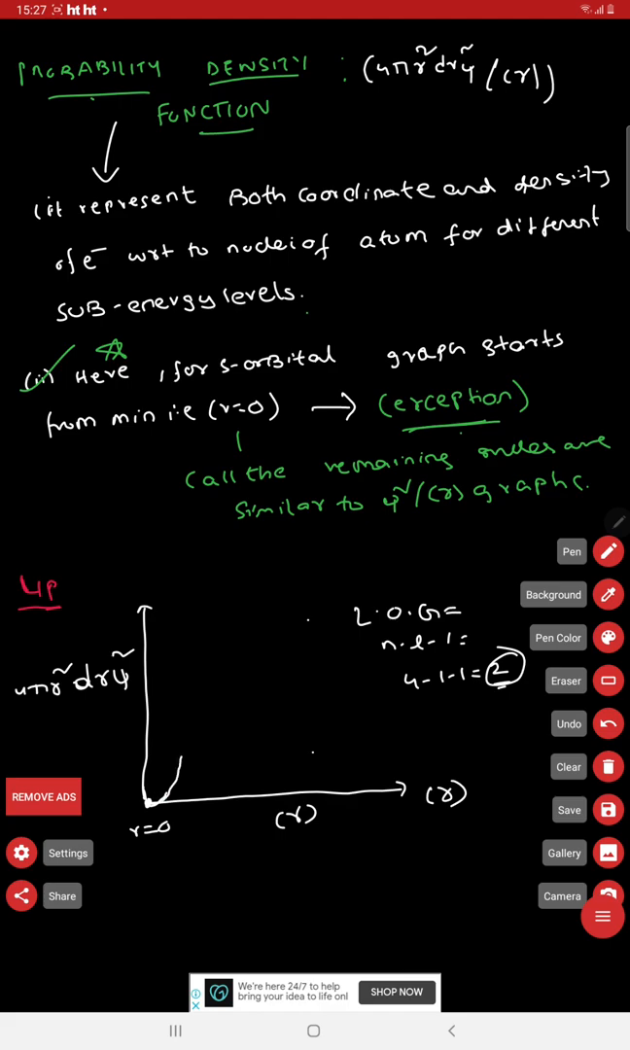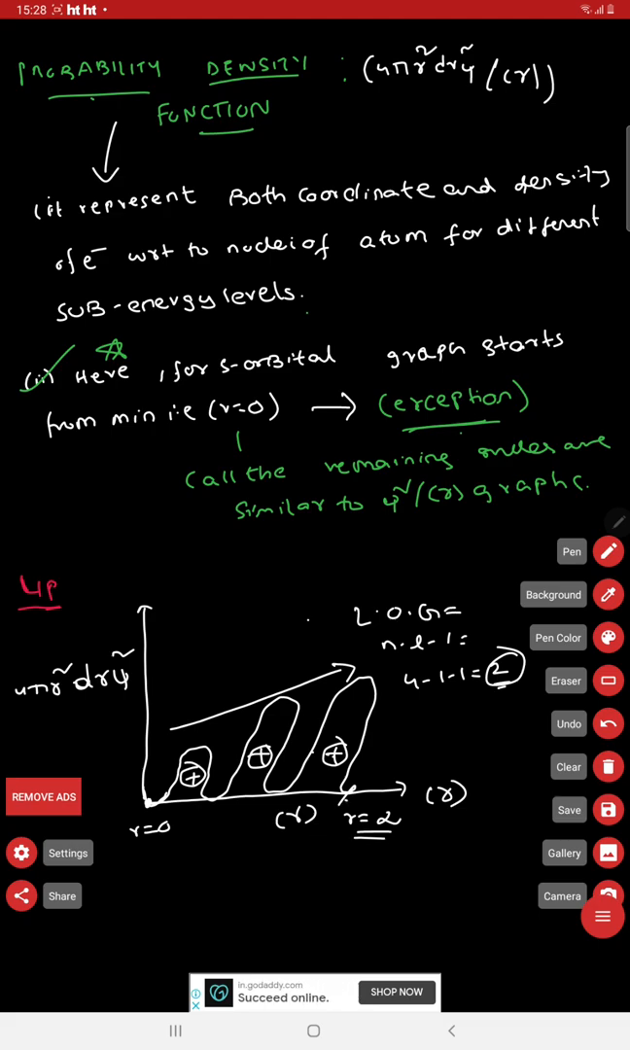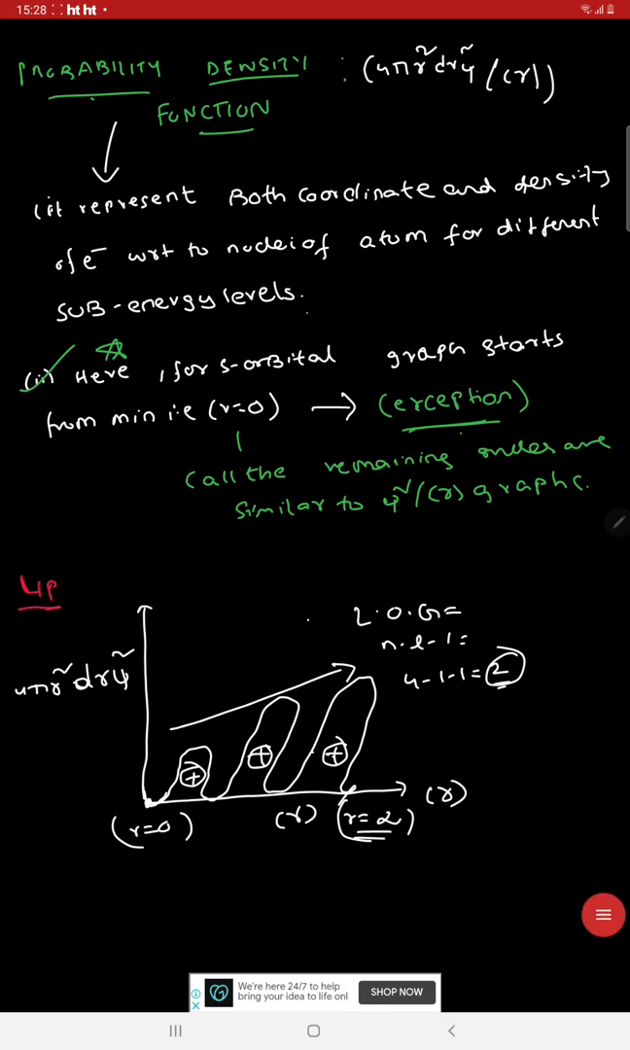Now firstly you need to draw like this. Next the graph will increase. This is r equals infinity, this is r equals 0, and you can see the graph is increasing, and it takes only positive values. So this is the general representation of both the coordinates as well as the density of the electron simultaneously by the graphs of 4 pi r square dr psi square.